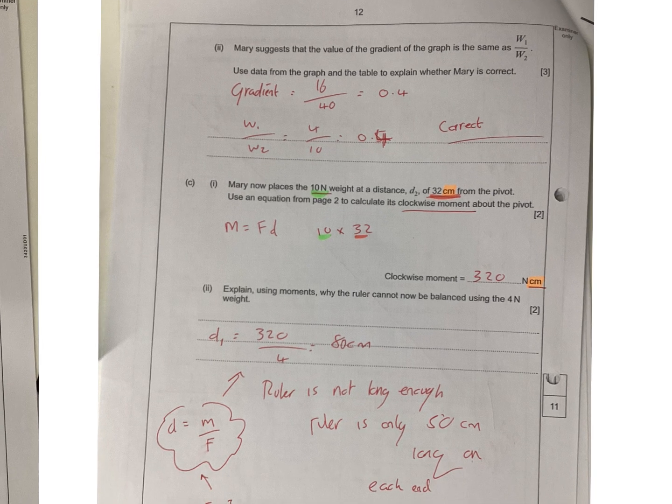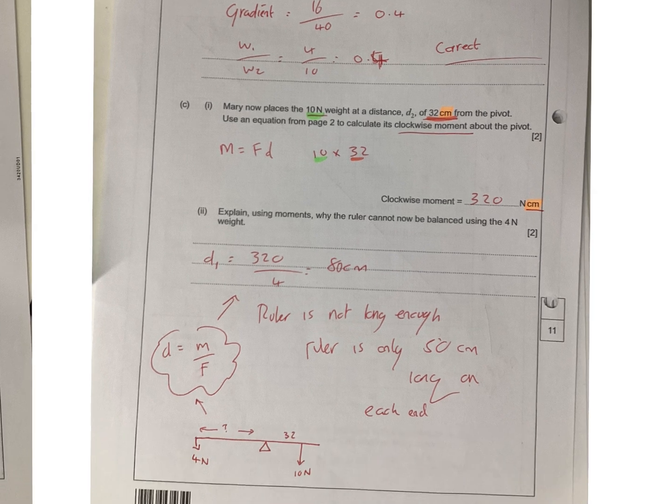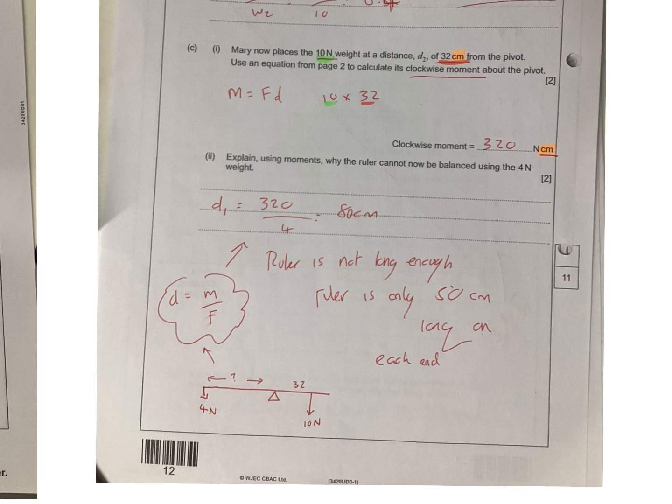Mary now places the 10 Newton weight at a distance of 32. So she's taken this heavy weight and placed it at 32 centimeters from the pivot. Use the equation to calculate the moment. Now, this is kind of like step 1 when we're balancing these. So we're just going to use moment equals force times distance, so force of 10 times 32. So this was step 1. And then usually our step 2 would be to find something on the other side, if we were doing it for the conservation of moments, where clockwise equals anti-clockwise.